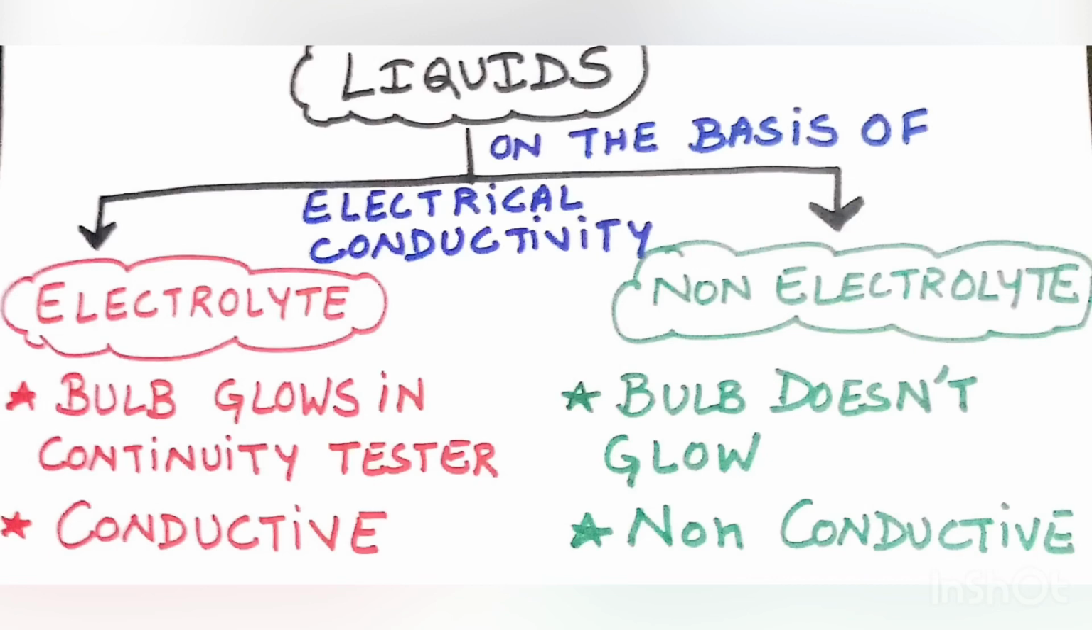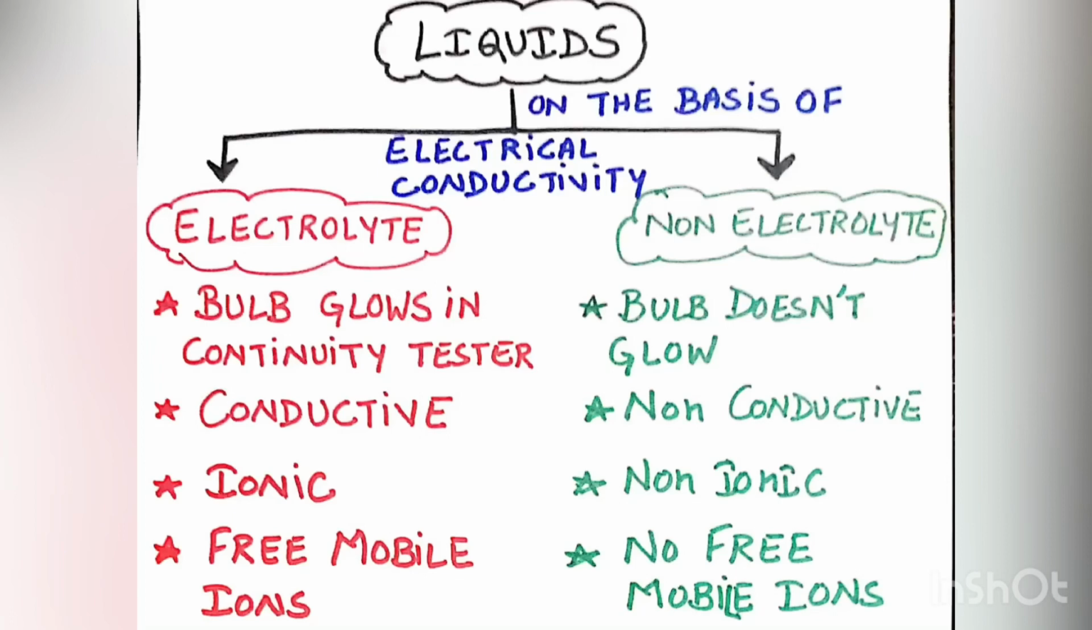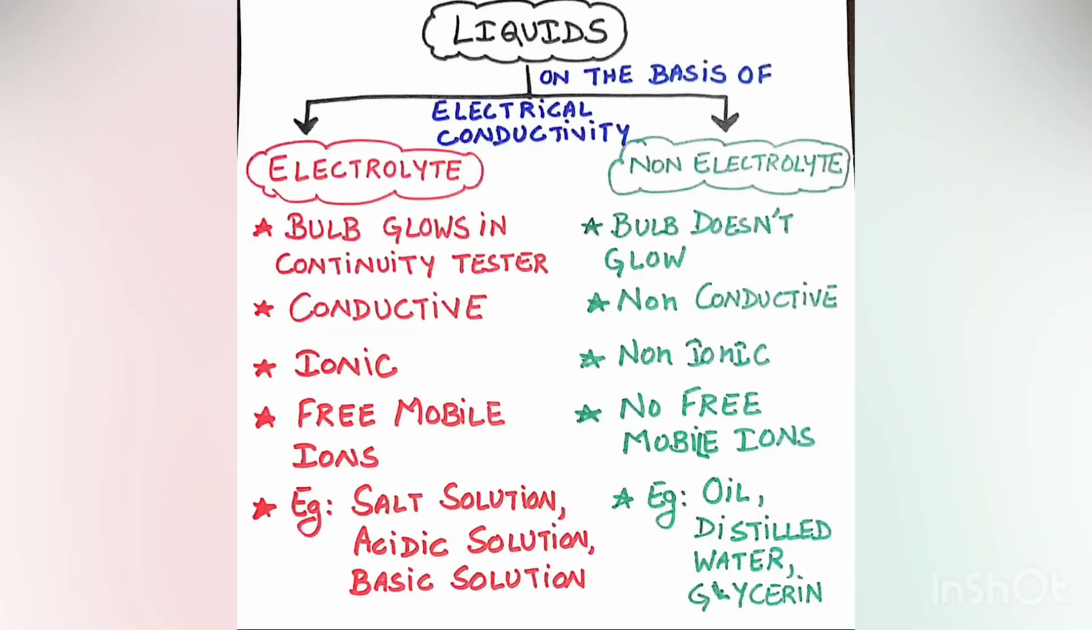Electrolytes, that means if they are conductive, we have discussed that they are ionic. Non-electrolytes are non-ionic. Why are electrolytes called ionic? Because they have free mobile ions. Non-electrolytes do not have free mobile ions. The examples we have taken for electrolytes are salt solution, acidic solution, basic solution, and for non-electrolytes, we have taken oil, distilled water and glycerin. In this part 2 video, we will basically understand what is the real cause of conductivity of electricity in the liquids.